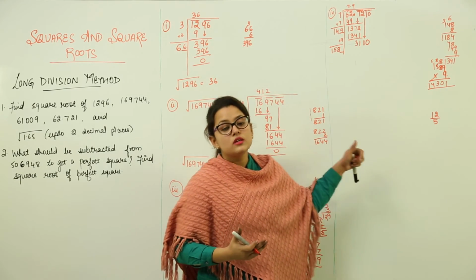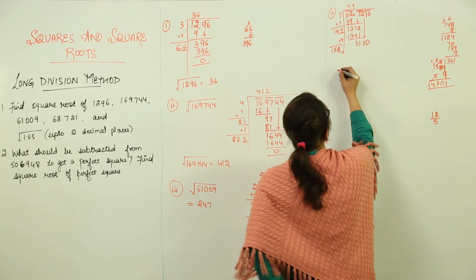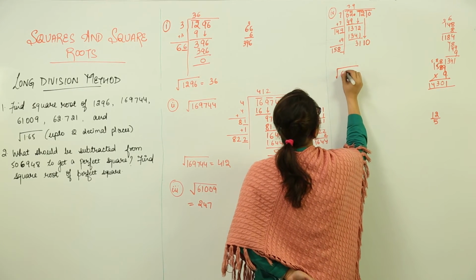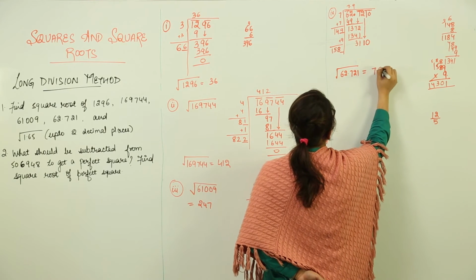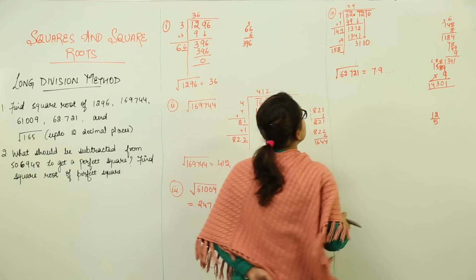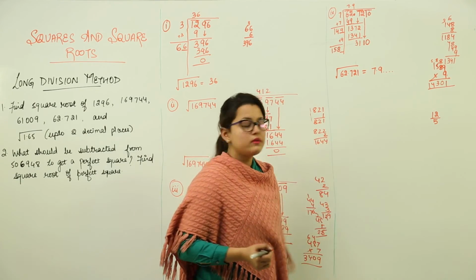You can write the answer in 2, 3 or 4 decimal places, or leave it in 1. So I will write the answer directly as the square root of 62.721 as 7.9 dot dot dot. These dots show that the digits are still continuing, right?